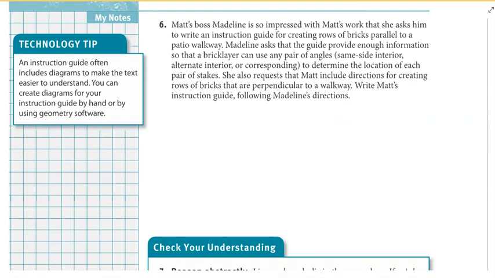Right, number 6. Matt's boss, Madeline, is so impressed with Matt's work that she asked him to write an instruction guide for creating rows of bricks parallel to a patio walkway. Madeline asked that the guide provide enough information that a bricklayer can use any pair of angles, same side interior, alternate interior, or corresponding, to determine the location of each pair of stakes. She also requests that Matt include directions for creating rows of bricks that are perpendicular. Write Matt's instruction guide following Madeline's directions.